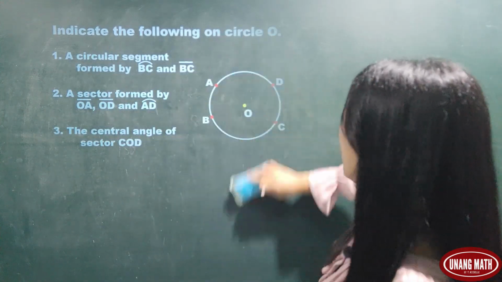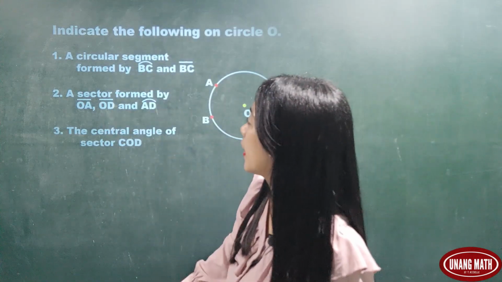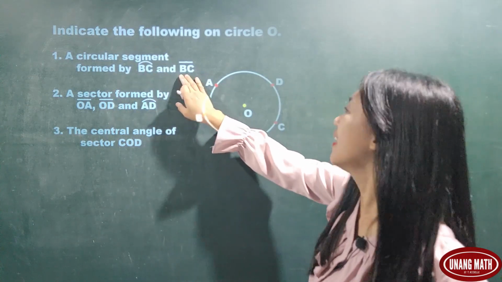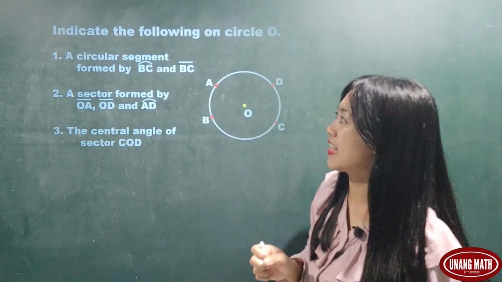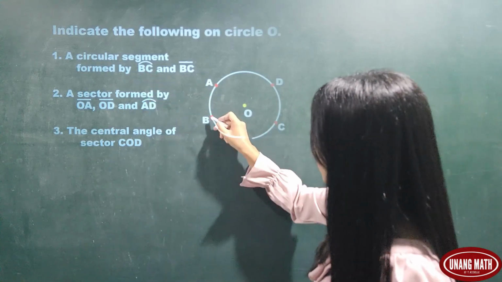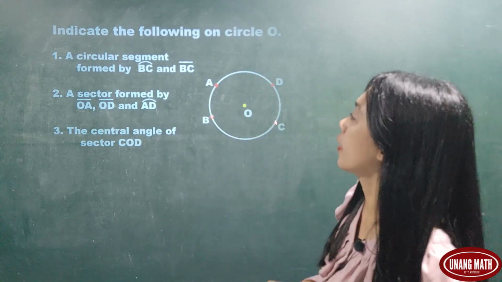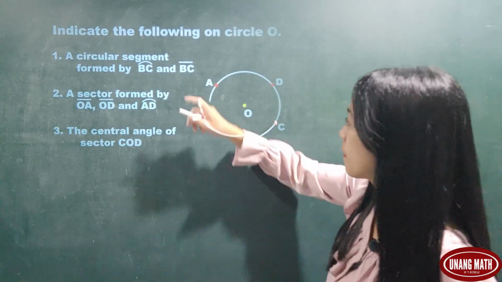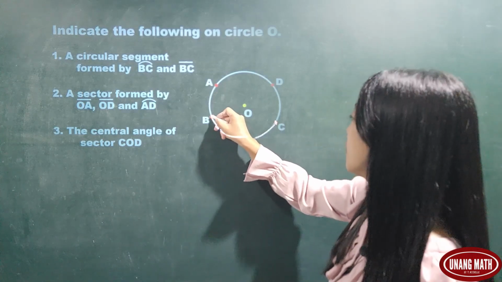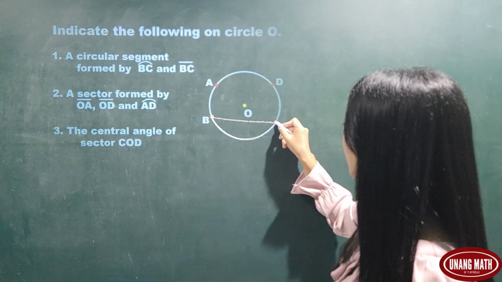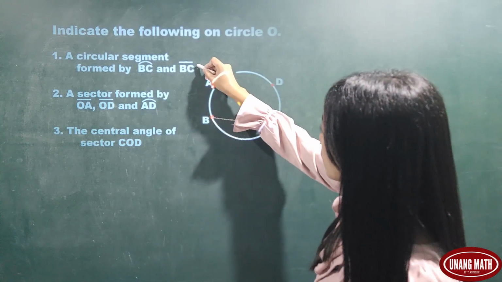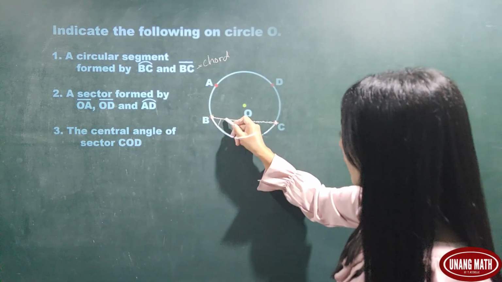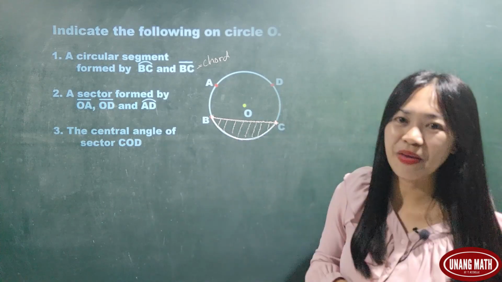Now let's answer this simple activity. Indicate the following on circle O. The first one is a circular segment formed by arc BC and line segment BC. Where is point B? How about C? This point. Arc BC is this arc. What about line segment BC? This is point B, this is point C, so this is line segment BC, or you can call this one also chord BC. So our circular segment is this shape.